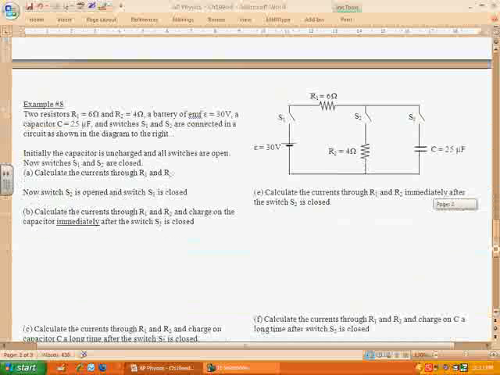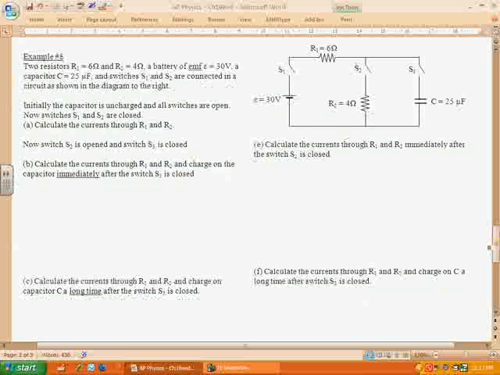We have essentially 3 switches. You got 2 resistors, 4 ohms and 6 ohms. You got a battery of 30 volts, and then a capacitor that is starting uncharged. So it tells us that initially the capacitor is uncharged, all switches are open.